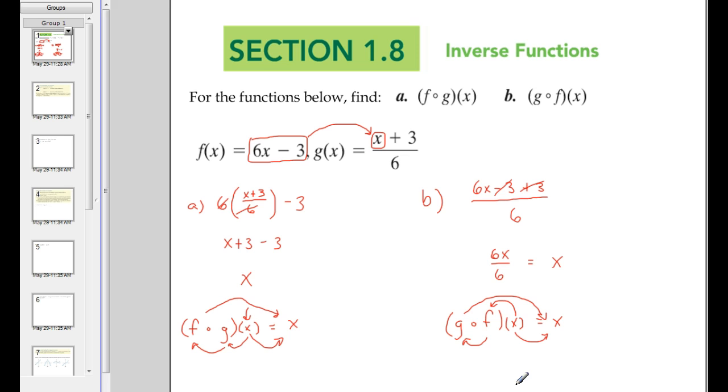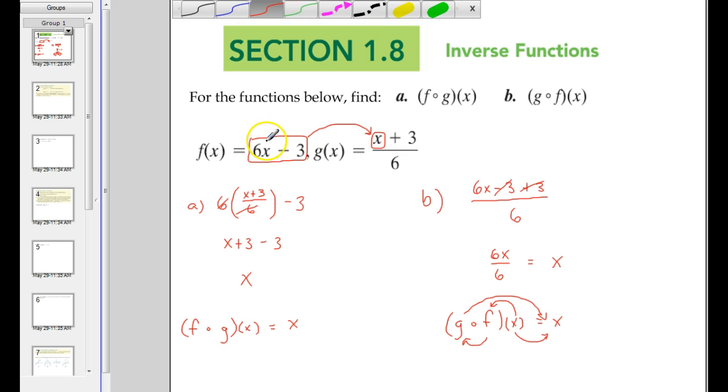So what I'm trying to say here is that f undoes the stuff that g does to the input, and g undoes the stuff that f does to the input. So make sure you understand what I'm saying here. Like, if I let x be 1, and I plug it in right here for this, I get 6 times 1 is 6 minus 3 is 3. So f of 1 equals 3. I mean, if I put 1 in, I get 3 out of f.